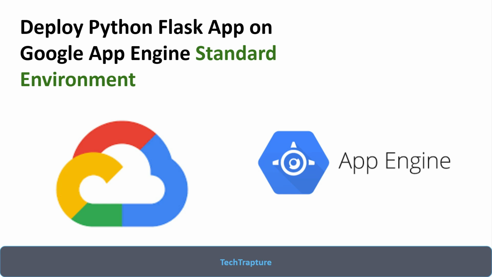In our previous videos, we already saw what Google App Engine is and the difference between the standard environment and the flexible environment. So in this video, we are going to deploy a simple Python Flask application on a Google App Engine standard environment. Okay. So let's go to the Google Cloud Console and first create our App Engine environment.